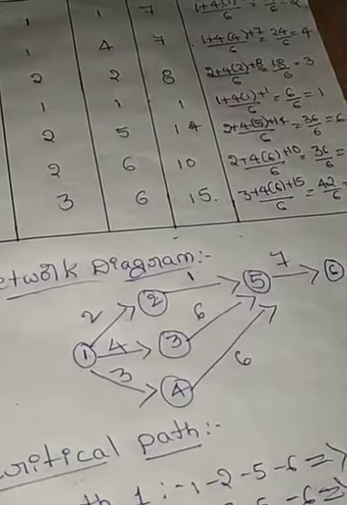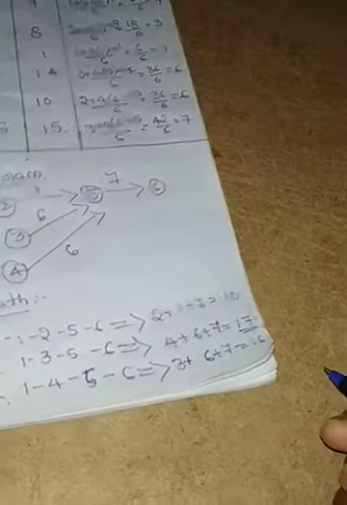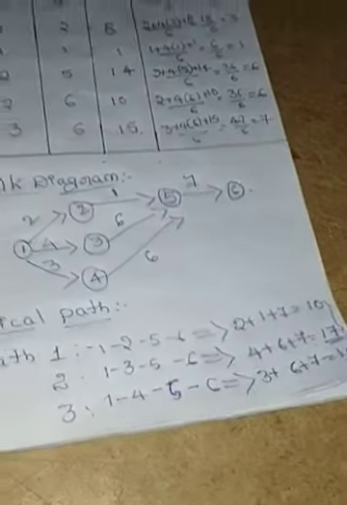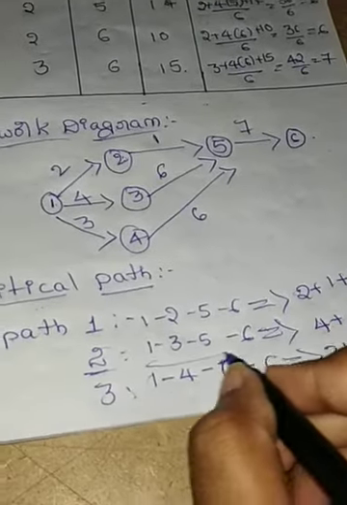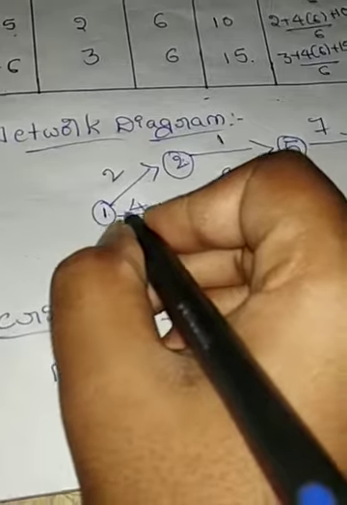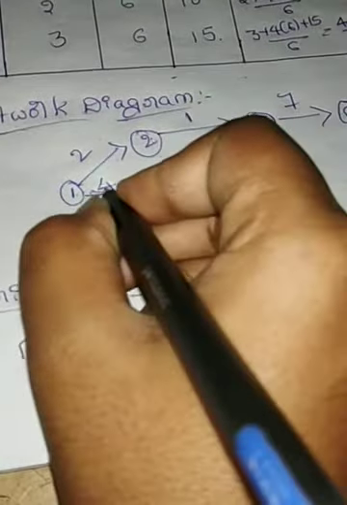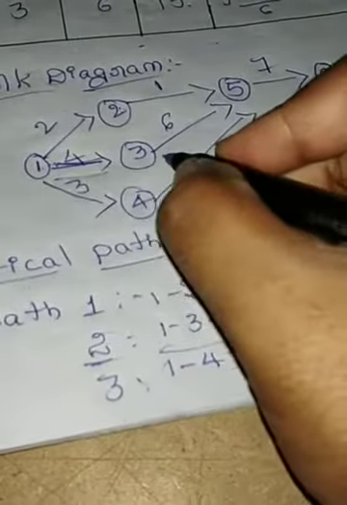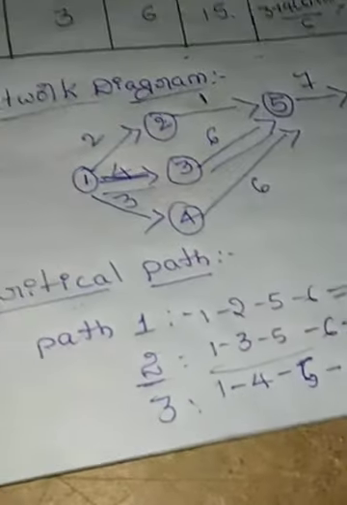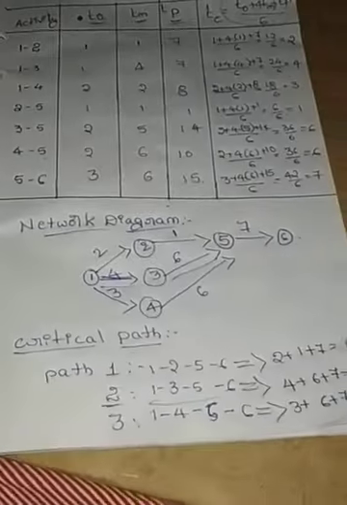What is the maximum time? 17 is the maximum time. Okay, 10, 17, 16: 17 is the maximum time. So the critical path is path 2, 1 2 3, 3 to 5. This is the critical path.